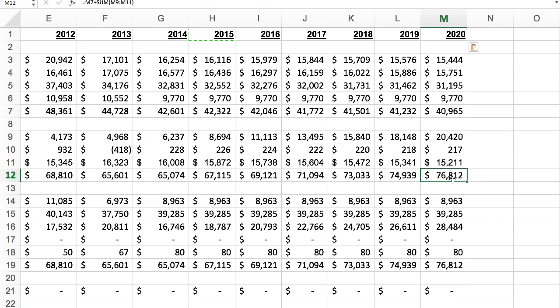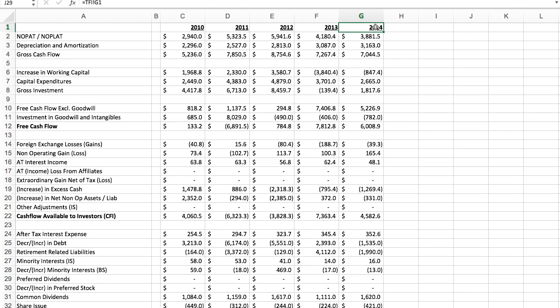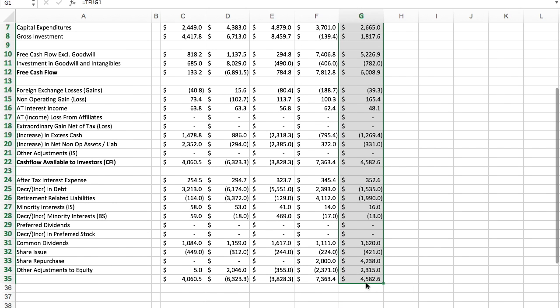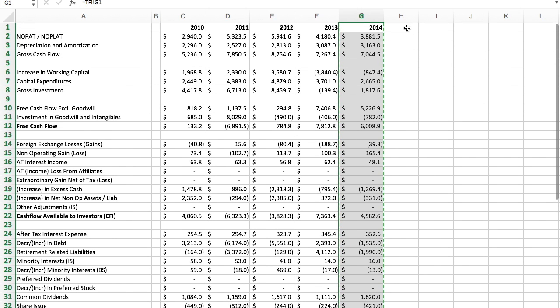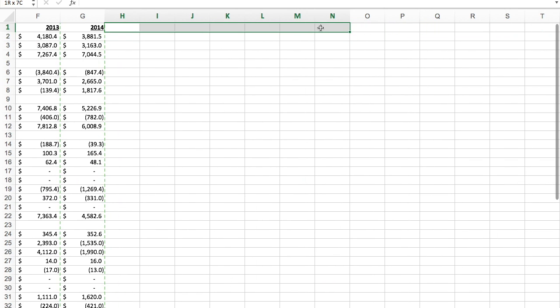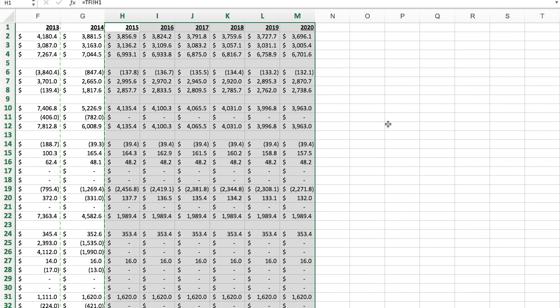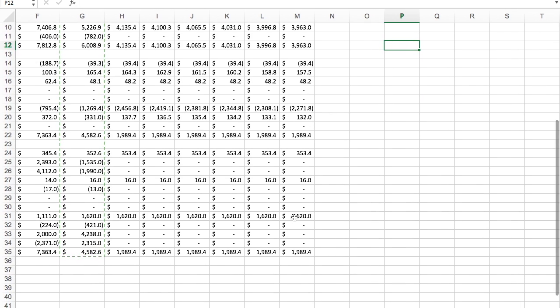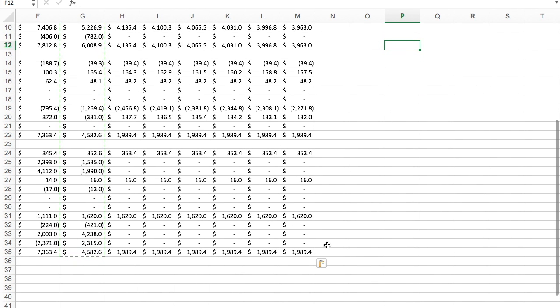Now that I have a balancing TFI from my balance sheet and a balancing TII from my income statement, I can then go to the CFI tab. I can take the 2014 CFI, copy that out to column M, and I now have a forecast for CFI that balances. 1989.4 going out 6 years. That's the number that I'm looking for, which was really the whole point of why we did this.